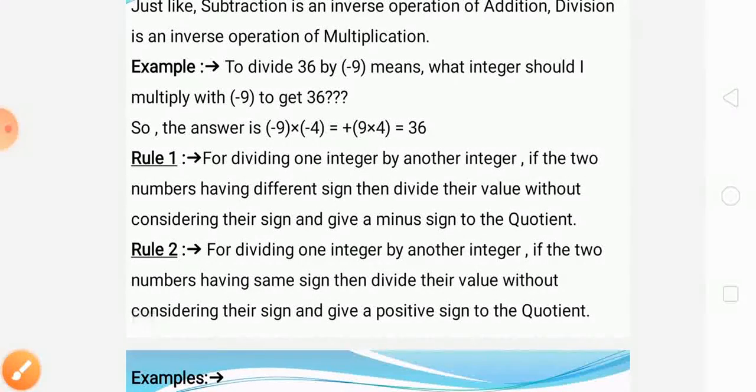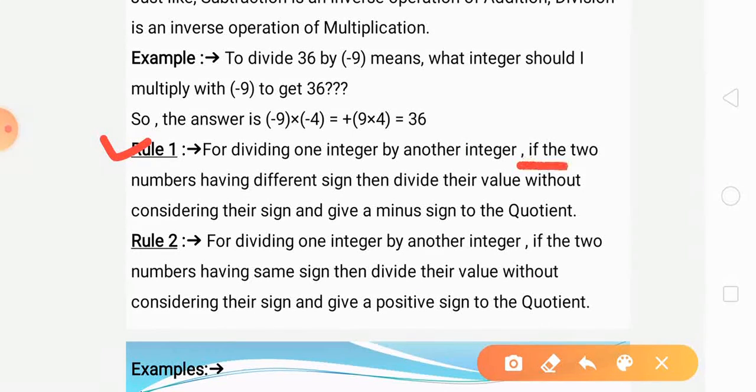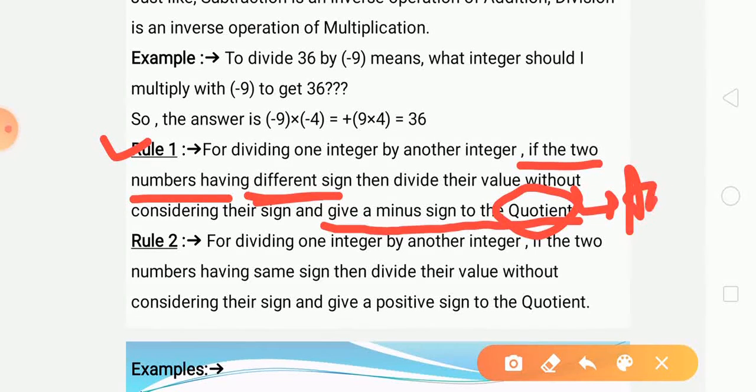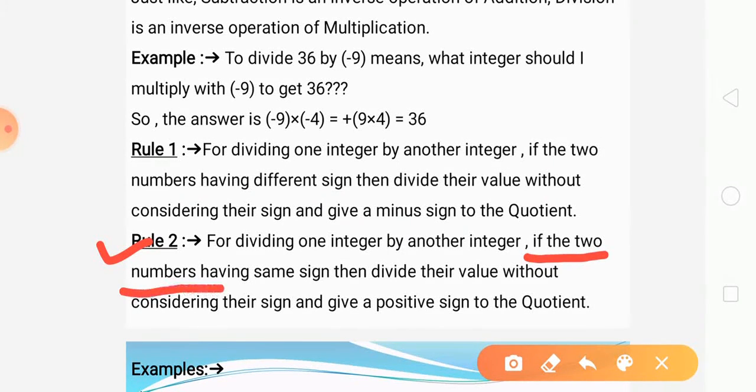Now, to divide two integers, there are again two rules. Rule 1 says for dividing one integer by another integer, if the two numbers have different sign, then we will divide their values without considering their sign and will give a minus sign to the quotient or to the answer. Quotient is answer.